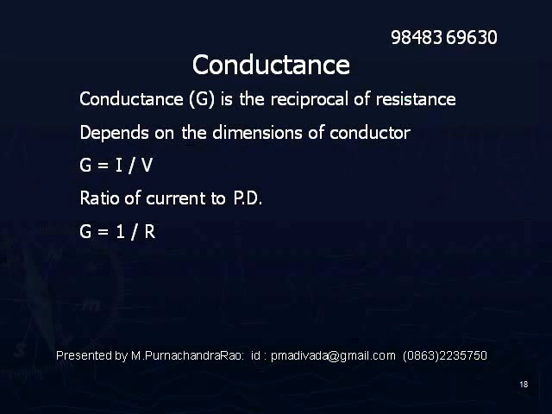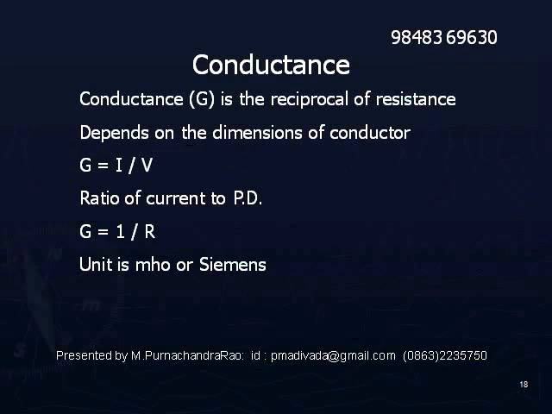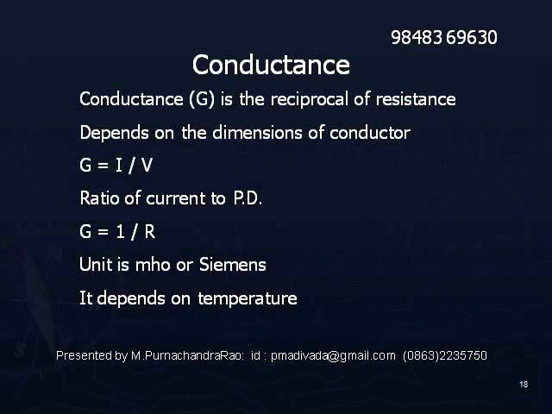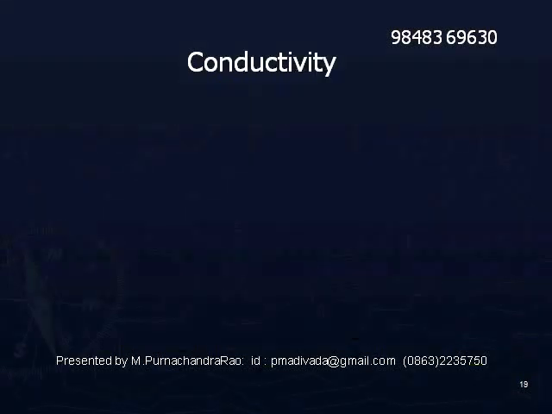If a current I is established in a conductor due to a potential difference V across its ends, then its conductance is I by V. I by V is called its conductance. It is represented by G. So G is equal to I by V. By definition, G is equal to 1 by R. Conductance is the reciprocal of resistance. The unit of conductance is mho, M-H-O, or Siemens.